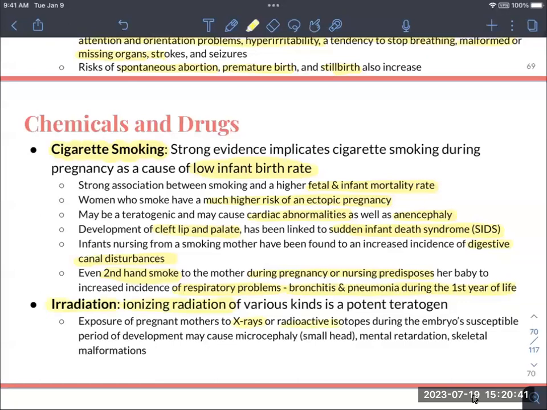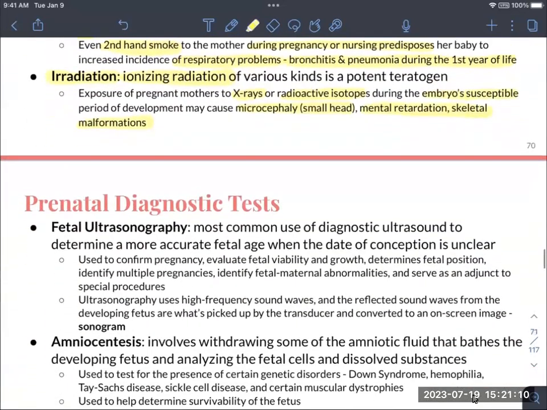X-rays, radioactive isotopes. During embryonic life, these can cause microcephaly, a small head, mental retardation, and skeletal malformations. This is why all women, when they go to get any kind of imaging, are asked verbally, even though it's on the paperwork, are you pregnant? Any chance of being pregnant? Because they're trying to prevent any of these from happening.